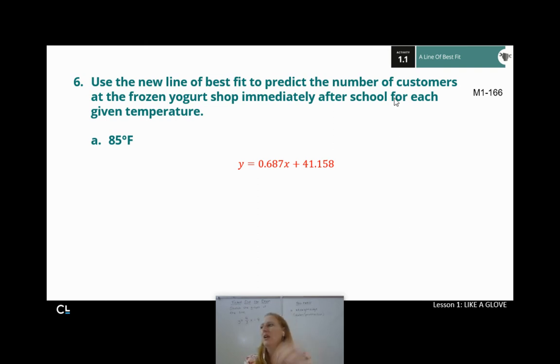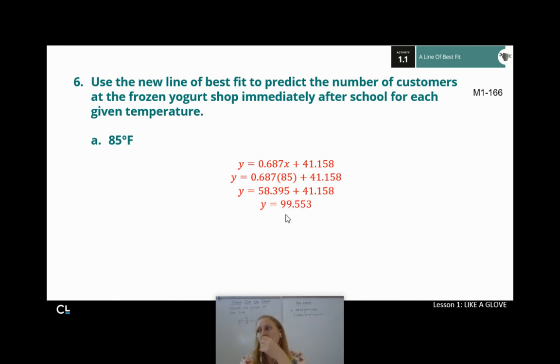So I went ahead and plugged in an 85 for X. I used my calculator to multiply these. I have my lovely calculator here that I'm using to multiply. And I got 58.395. And then I went ahead and added to this one right here.